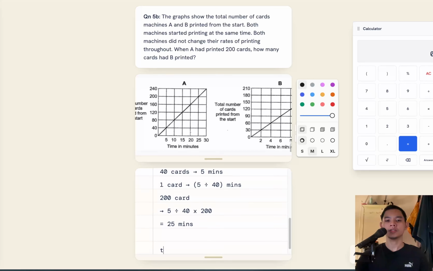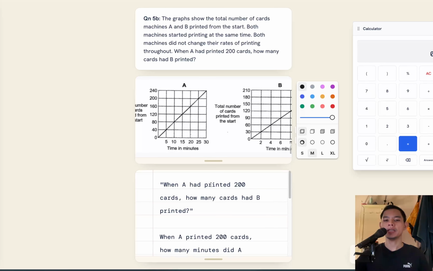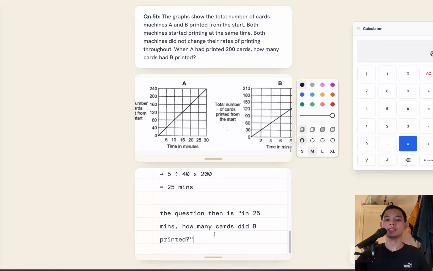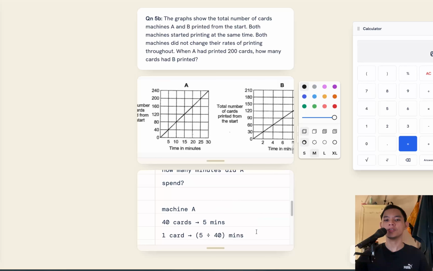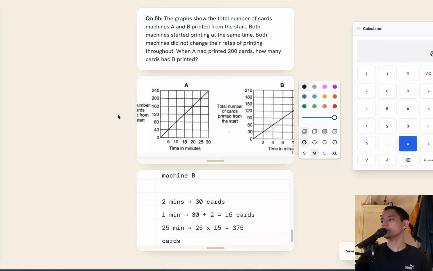So the question is, in 25 minutes, how many cards did B print? Essentially, the question is asking, in the time A takes to print 200 cards, how many cards did B print? From the previous part, machine B in 1 minute can print 15 cards. So 25 minutes is 25 times 15, which gives us 375 cards. There you go, that's the answer for question 5B.